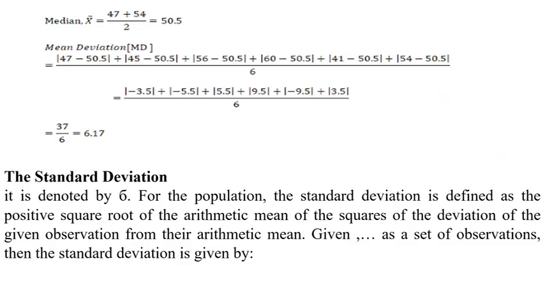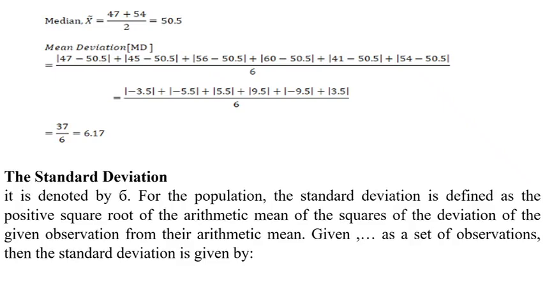But note one thing, that the absolute value of any negative figure is still the positive of that value. Like the absolute value of minus 3.5 is 3.5. The absolute value of minus 5.5 is 5.5, and the absolute value of minus 9.5 is 9.5, and the absolute value of any positive number is still the same number. Just know that the absolute value of any negative number will turn to the positive of that number.